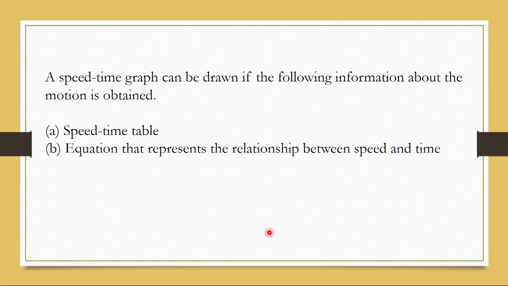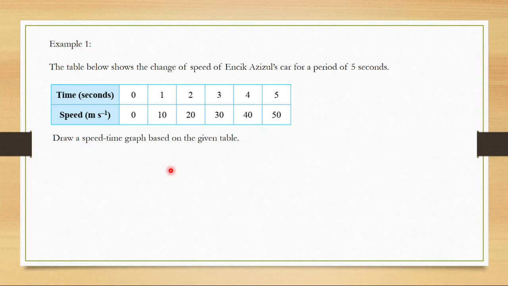A speed time graph can be drawn if the following information about the motion is obtained. This is just like the first one that you have learned, the distance time graph, whereby you can draw the graph as long as you have the speed timetable. And then the second part is the equation that represents the relationship between speed and time. Okay, we are going to look into it. So here's example one.